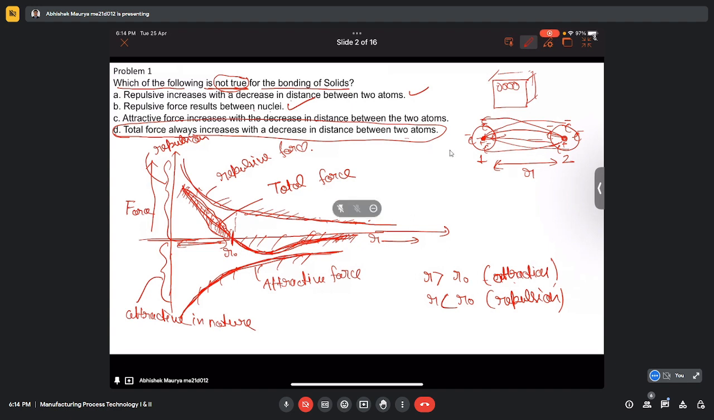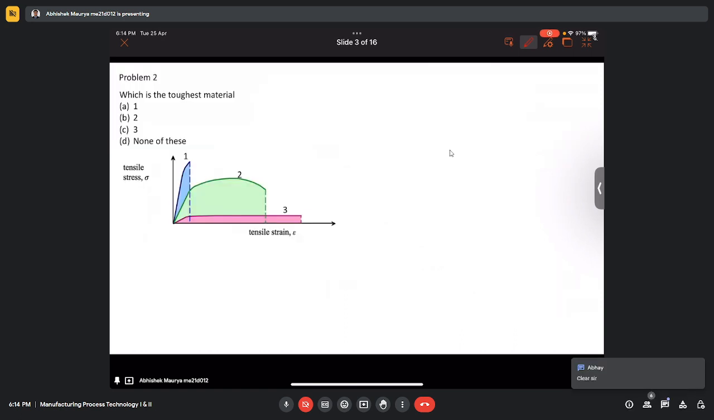Okay, if there is any confusion, please ask me. Otherwise, we will move to the next problem. I think there is no confusion, so let's move to the next problem. Please read the problem and you can keep your response in the chat box. Okay, I have got a response from Abhay. I'm waiting for others.